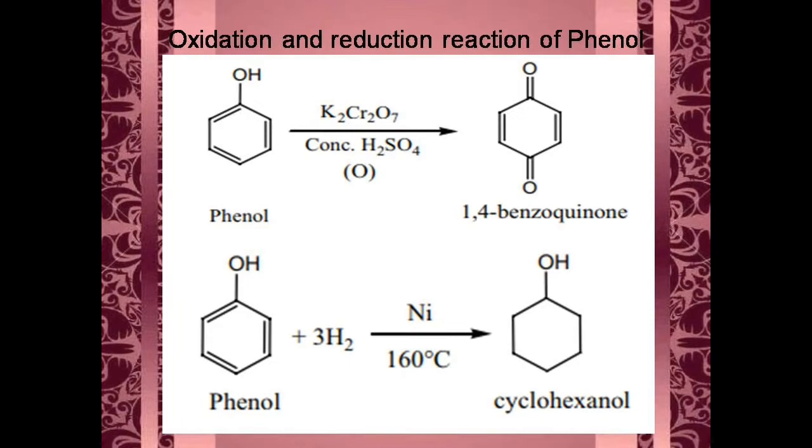The next one, reduction reaction. What is the meaning of reduction? Addition of hydrogen. So in the presence of nickel at 160 degrees Celsius, phenol is added with hydrogen, and we get cyclohexanol. Here the double bonds are removed because we add hydrogen, so we get the product cyclohexanol.